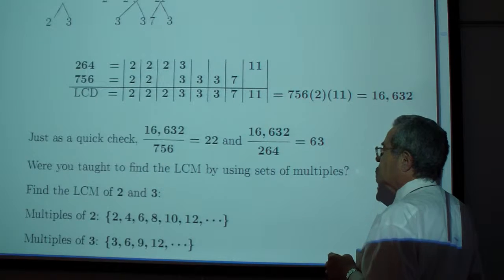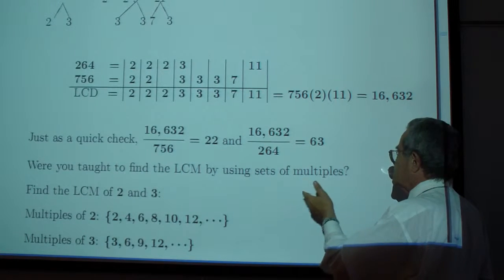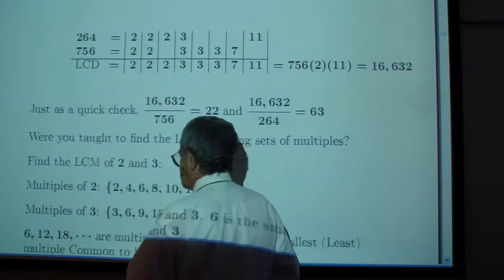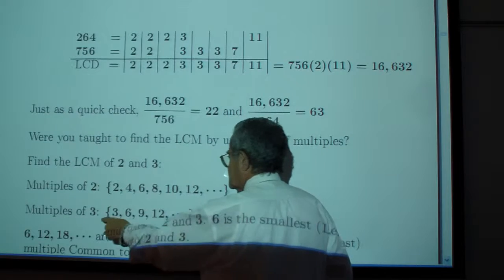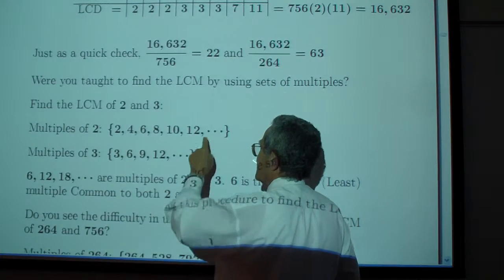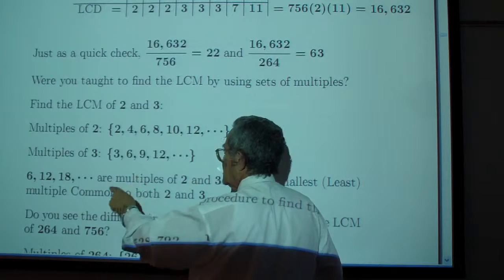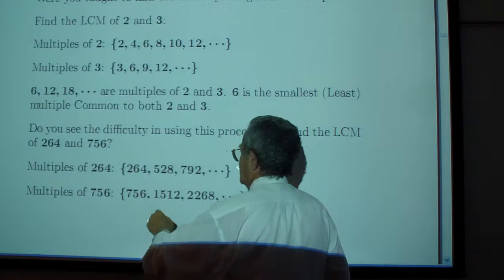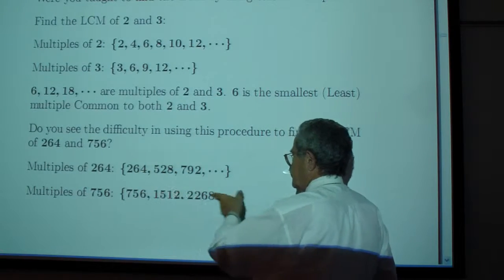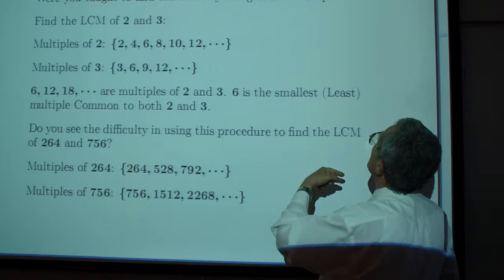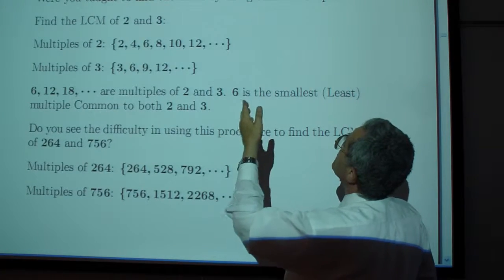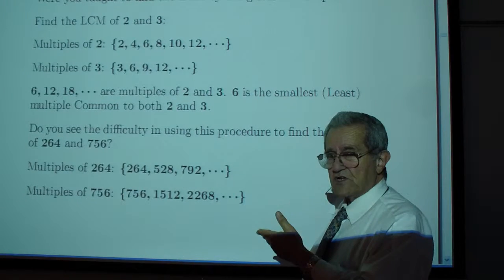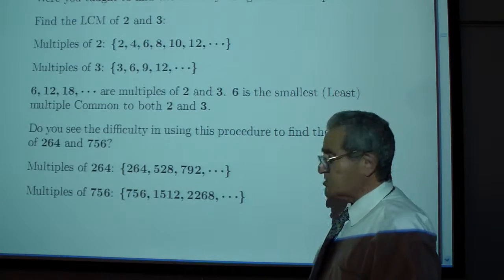Were you taught to find the LCM by using sets of multiples, like finding the least common multiple of 2 and 3: set of multiples of 2, set of multiples of 3, common multiples 6, 12, 18, least common multiple 6. Now try that out with these two numbers. You get a bunch of numbers here, a bunch of numbers here. How far do you have to go in order to get, what was it, 16,632? So obviously there should be a better way, and I'll show you a better way.